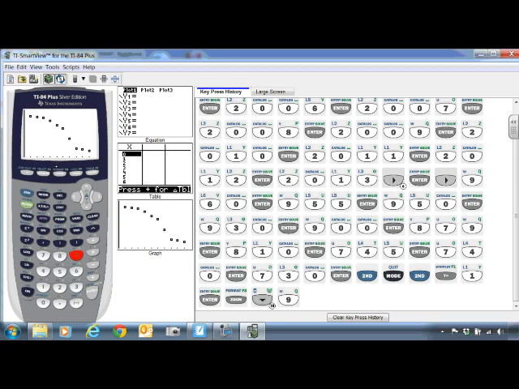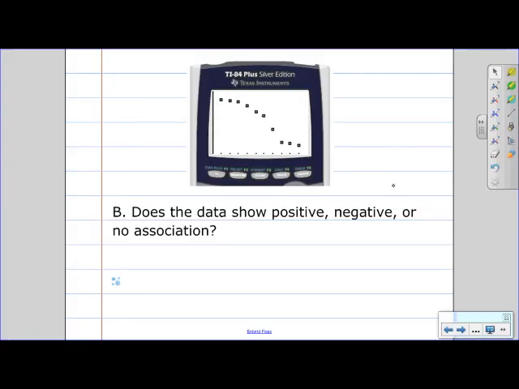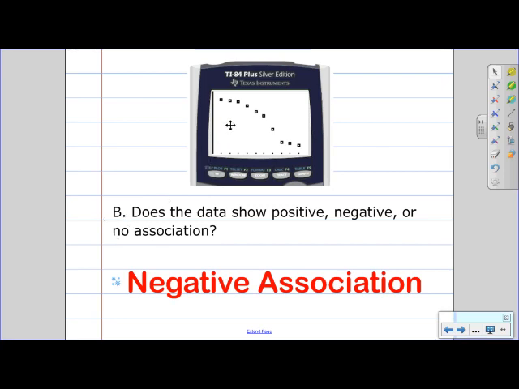And so now we can see our scatter plot. So let's go back to our question. Okay, now we're done with our scatter plot, and we can see the scatter plot here in our screen. So now we can answer the next question. Does the data show positive, negative, or no association? So now, positive association, the data points will be going in an upward trend. These data points are going in a downward trend. So this is actually a negative association. Now, no association, the scatter points would be all over the screen. But again, these are in a downward trend, so it does represent a negative association.